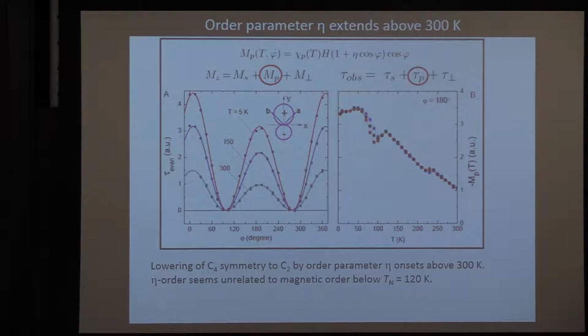And here it is. So eta continues to be large, way above the Néel temperature, and it persists even above room temperature. So it's already an underlying symmetry breaking from C4 to C2, but its imprint on the all-in, all-out order is by distorting the D-wave pattern. Right? So that's our current understanding.